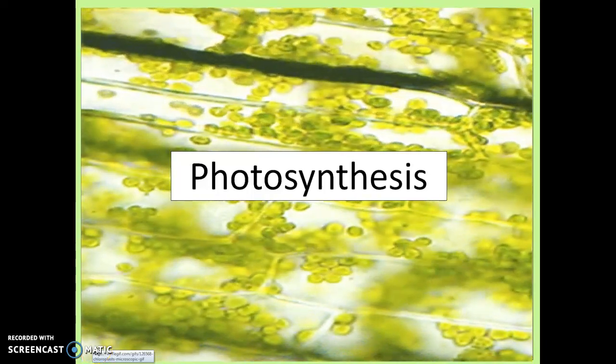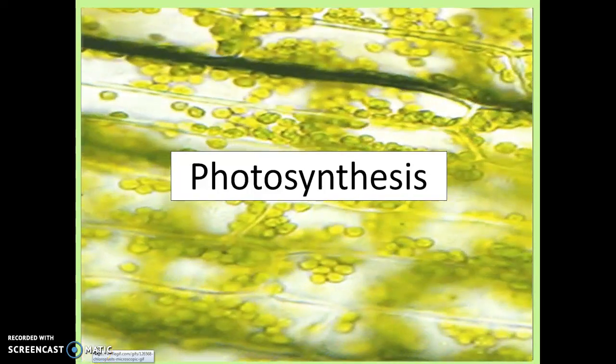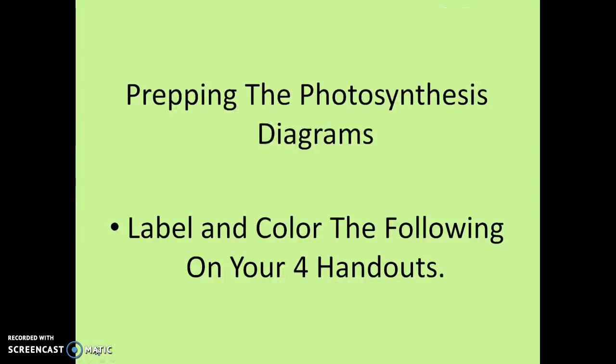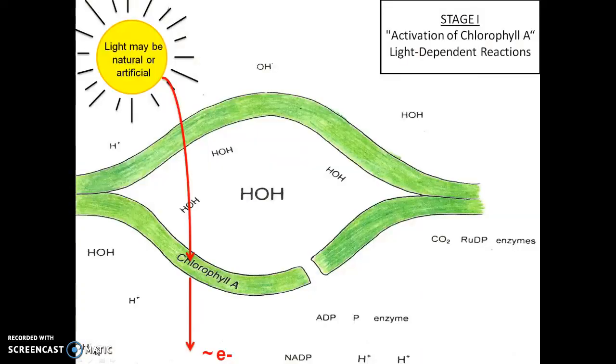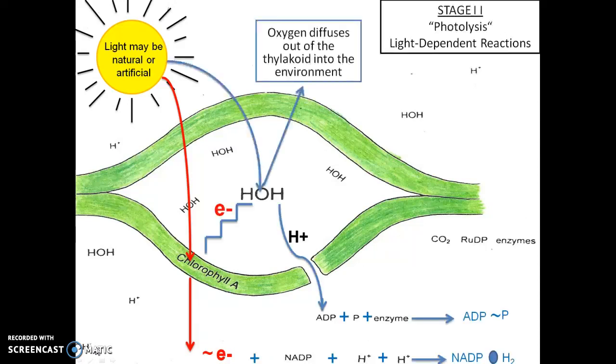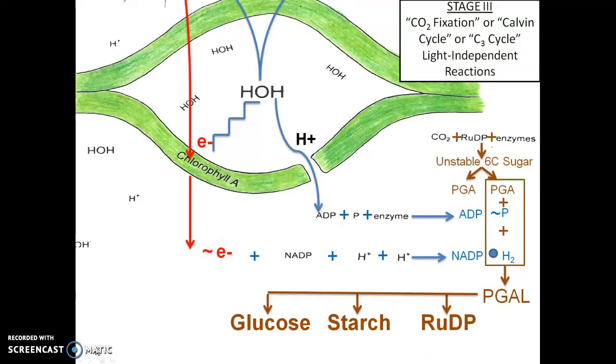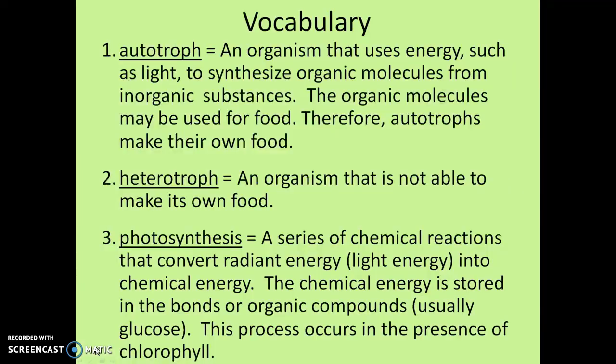Okay, this starts our chapter on photosynthesis and cell respiration. At this point, you should have labeled and colored your photos, your handouts from the back counter. So here we have the composition of a chloroplast. And then your note packet with the stages of photosynthesis. You've got stage 1, 2, and 3. So these are all posted on Google Classroom. You should have these filled out and ready to go by the time we start notes.